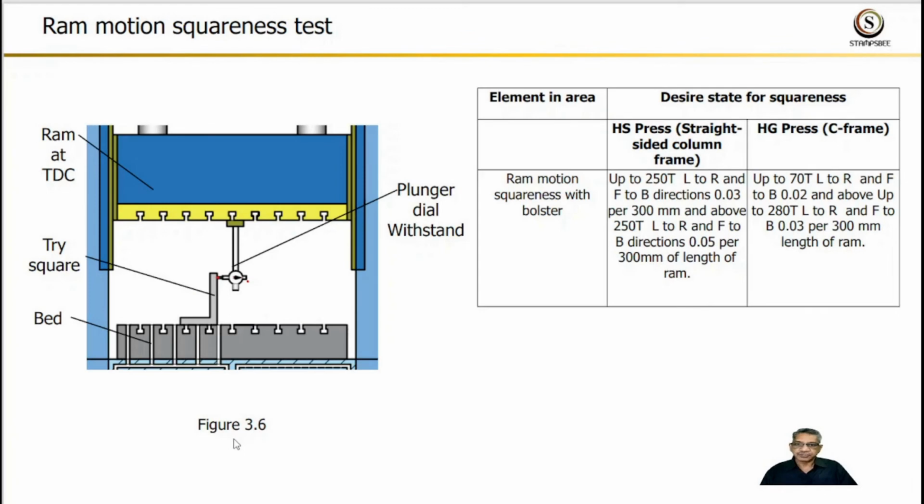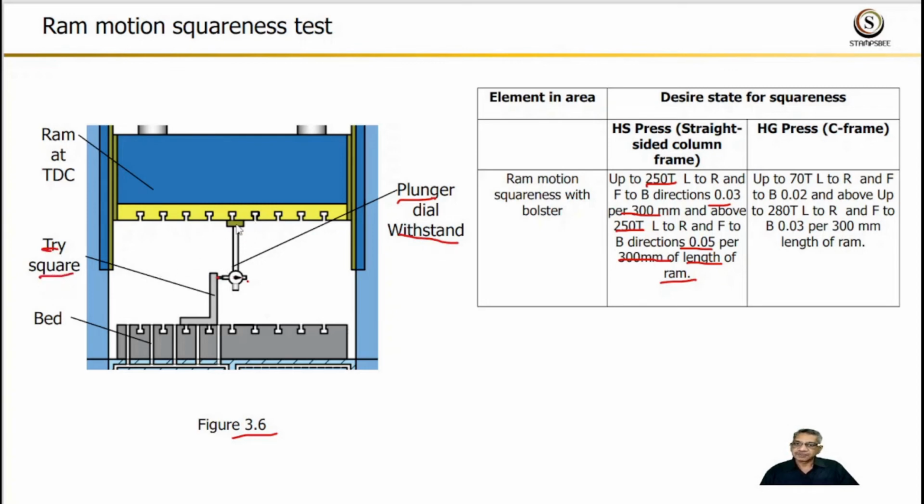Figure 3.6 shows the setup for ram motion squareness test. The standard value for straight sided press up to 250 ton is 0.03 mm per 300 mm and above 250 ton is 0.05 mm per 300 mm of length of ram. Now we will understand the test. The instruments required are plunger type dial with magnetic stand and precision tri-square.